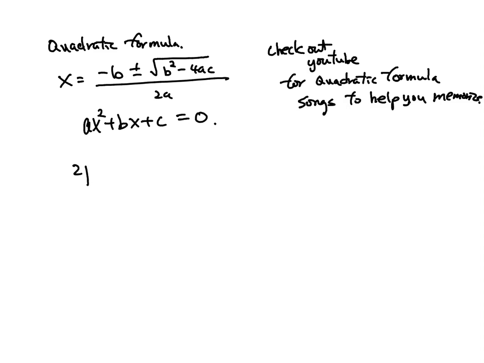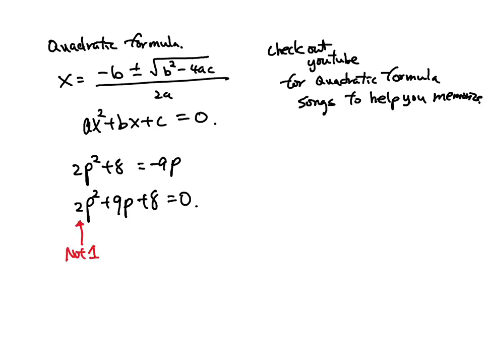If you have 2p squared plus 8 equals negative 9p, I had to set it equal to 0, so this is going to be 2p squared plus 9p plus 8 equals 0. Is this factorable? I have no idea. Usually when the number in front of the squared term is not 1, I don't think about factoring, unless it's something that's really easy to recognize. All right, so let's go ahead and plug that in.